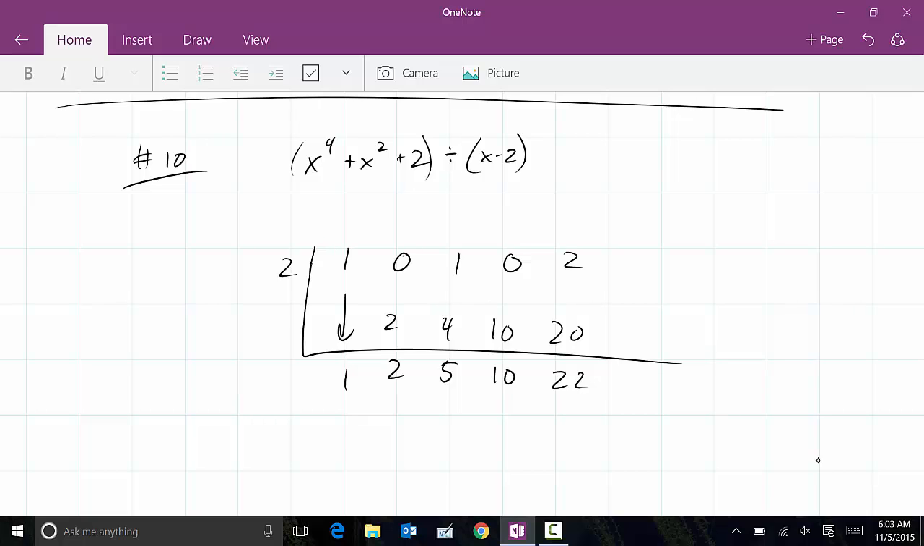There you go. So the quotient is, look, this is always going to be the remainder, and then this is going to be constant, linear, quadratic, cubic. So it looks like the quotient is going to be x cubed plus 2x squared plus 5x plus 10, and the remainder is 22.